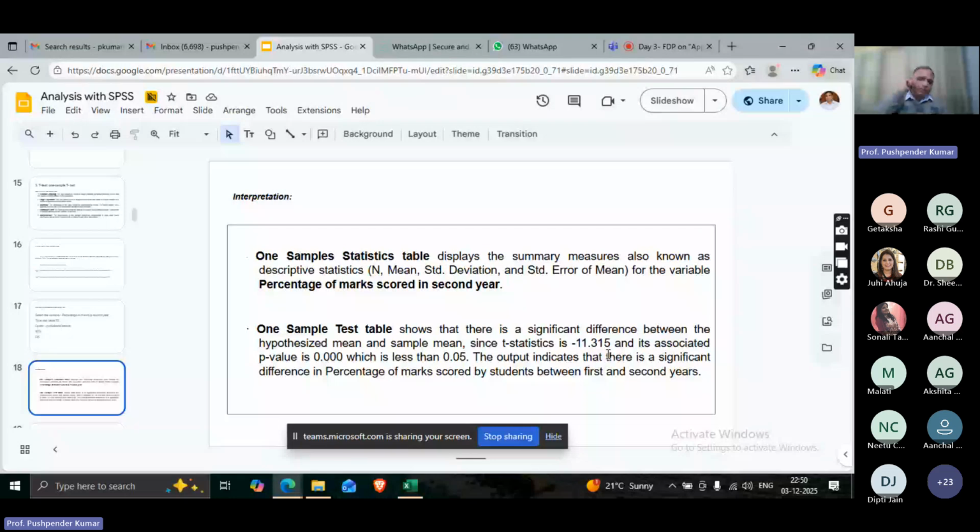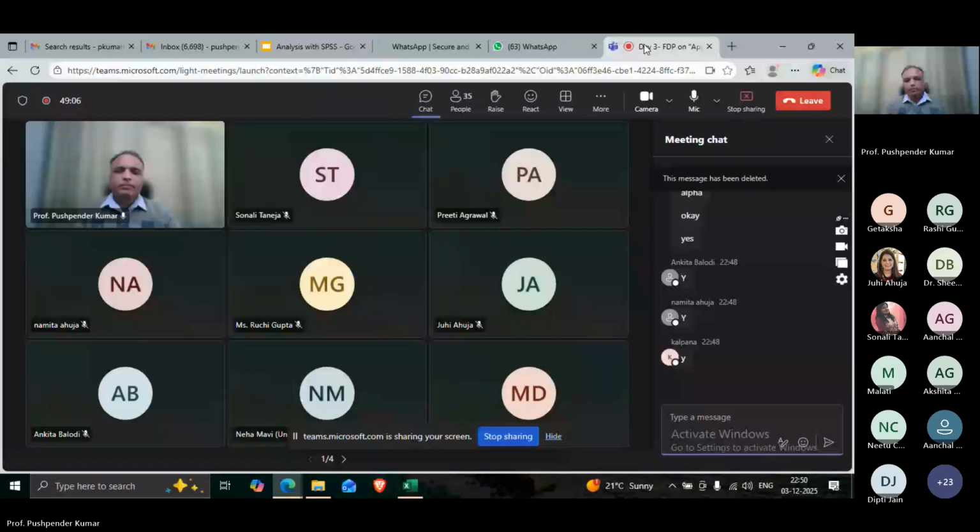And what about our case, where it was 75? Will you reject the null hypothesis, or will you not reject the null hypothesis? Tell me. Will you reject the null hypothesis or fail to reject the null hypothesis when it is less than 0.05? Please give your response in your chat box, everybody.